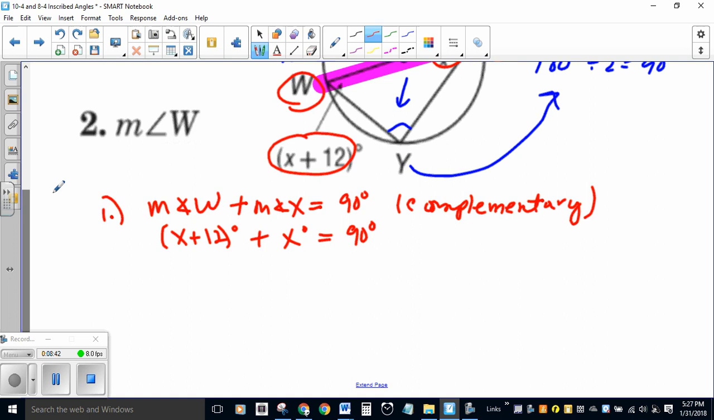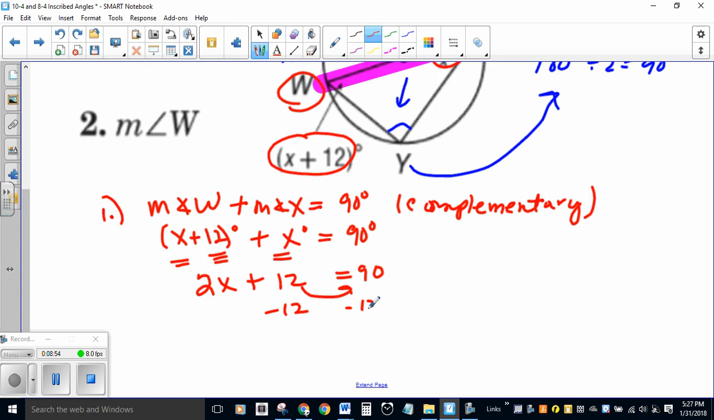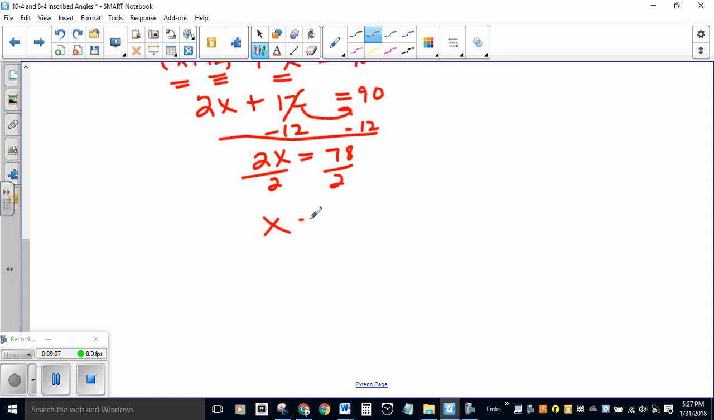Alright, I want to solve for x, so I'm going to combine my x's together, so I get 2x plus 12, because there's not another plain number over here, equals 90. I move 12 to the other side by subtracting. So 2x is equal to 78. Divide by 2. I'm going to get x is equal to 39.